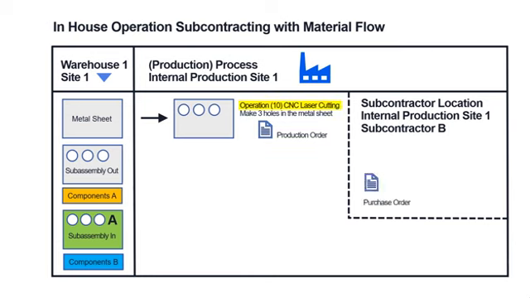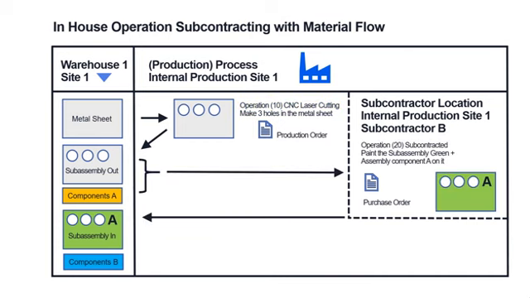At the end of operation 10, the outgoing subassembly is sent to the warehouse. With an external subcontractor site, we have the process of a warehouse transfer, a truck will move the goods, and we have outbound lines for warehouse 1, and we have inbound lines for the receiving warehouse. This all is not needed anymore.